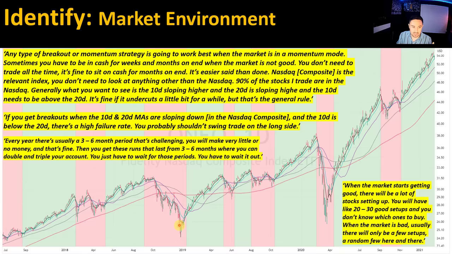Here's a good example where the trend is up, but it does undercut briefly a couple of times. But moving averages sloping up, 10 above the 20, 20 above the 50 would be an ideal environment. If you get breakouts when the 10 and 20-day moving averages are sloping down in the NASDAQ Composite and the 10-day is below the 20-day, there's a high failure rate. You probably shouldn't swing trade on the long side. I indicated that with the red zones.